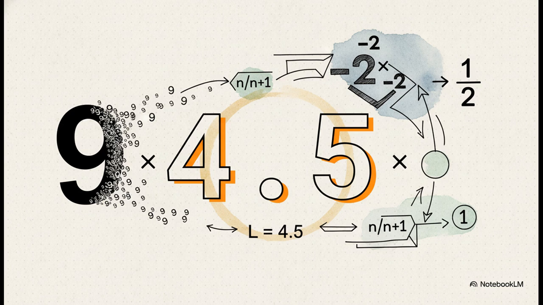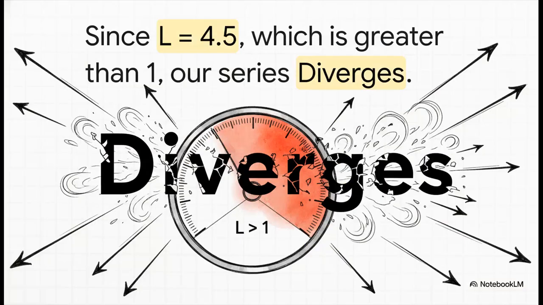So what do we have? 9 times 1/2 times 1, which gives us an L of 4.5. Back to our user manual one more time. L is 4.5, which is clearly bigger than 1. And that means our conclusion is simple. This series diverges. It does not add up to a finite number.